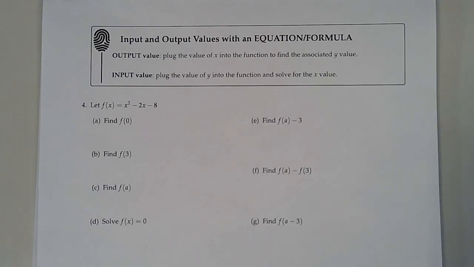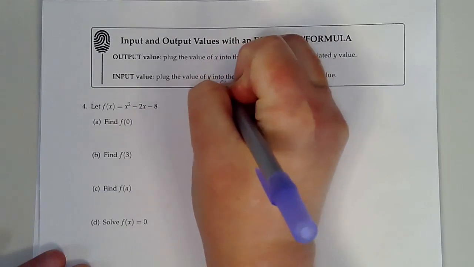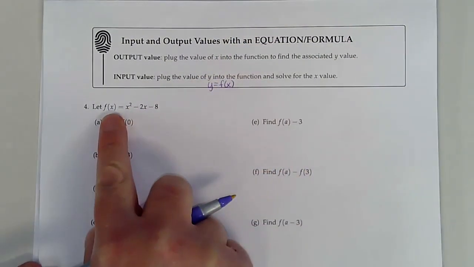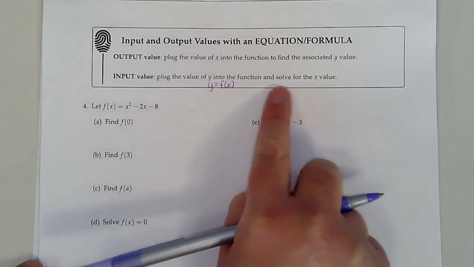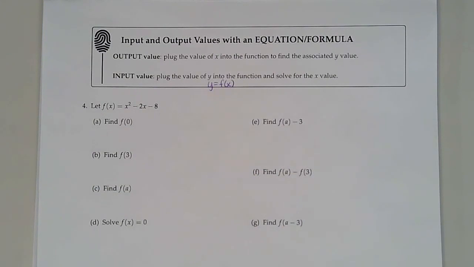For our input value, we will be given the value of y, so we'll be given that dependent variable. Remember that y is equal to f of x, so whatever value they give us for y, we'll either plug that in for y or we'll put that in for f of x, and then we'll go and solve for our x. Our equation here is f of x is equal to x squared minus 2x minus 8.